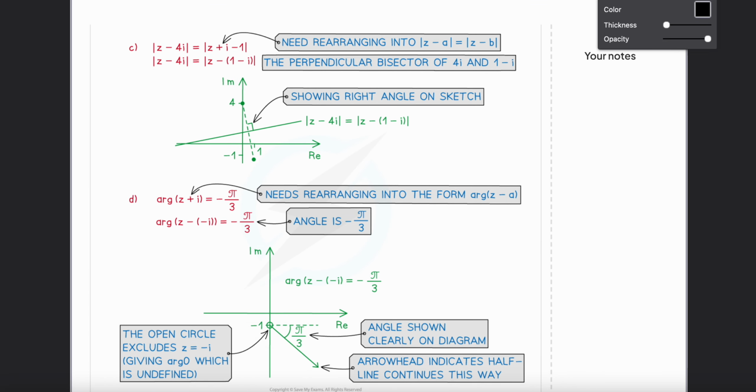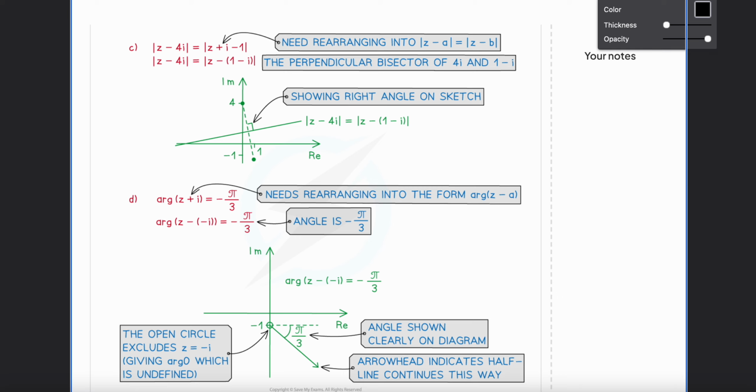So here's the diagram. We have our 4i here, and then 1 minus i here, and the dotted line is connecting the 2 points. We find the perpendicular bisector of the 2 points. That is our answer. So that perpendicular bisector is representing the locus of the points modulus of z minus 4i is equals to modulus of z plus i minus 1, right?